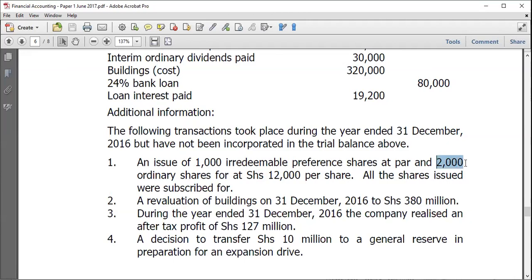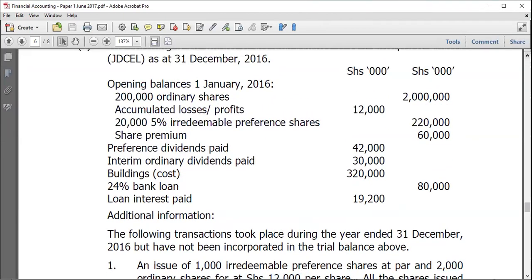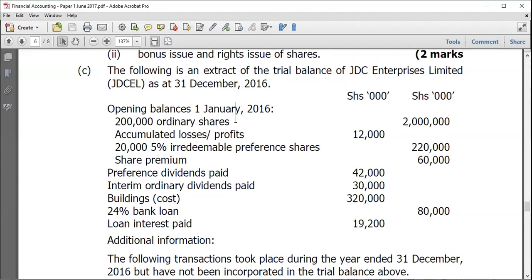And then they told us that they issued 22,000 shares at 12,000 per share. Ordinary share capital, when you go back and check: for you to find how much each share is for ordinary share capital, you get this 2 million divided by 200. Because this is actually 2 billion, it has these 3 zeros. So basically, a single share is 10,000.